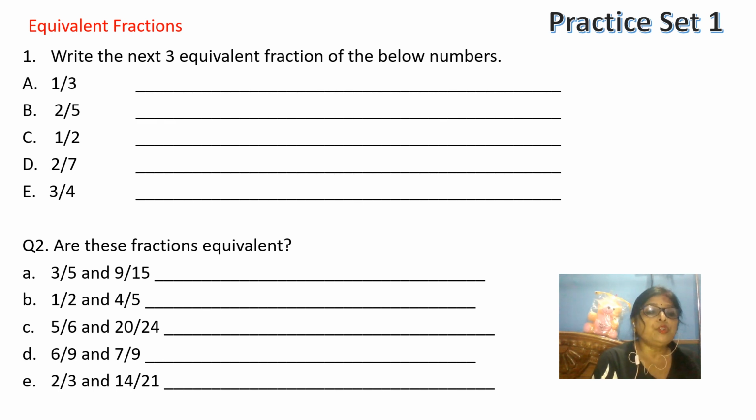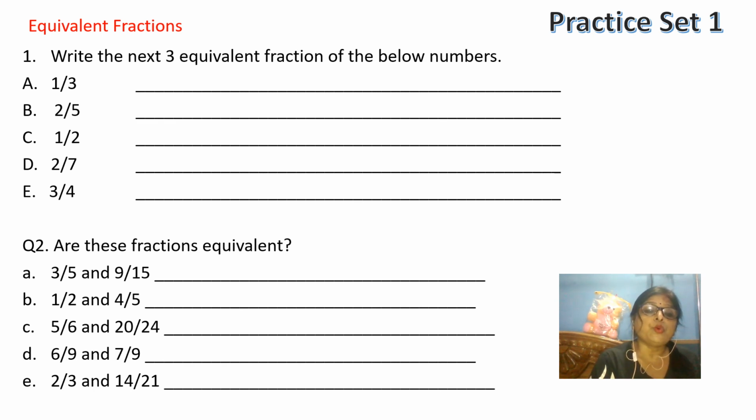So 1 into 2, 3 into 2, that is 2 by 6. 1 into 3 and 3 into 3, that is 3 by 9. And then 1 into 4, 3 into 4, that is 4 by 12. In this way, you can find out the equivalent fractions. Multiply with the same number and then write the answer. Questions A, B, C, D, E are given here and following the same process, you have to do it. You must show the multiplication and then write the equivalent fraction.